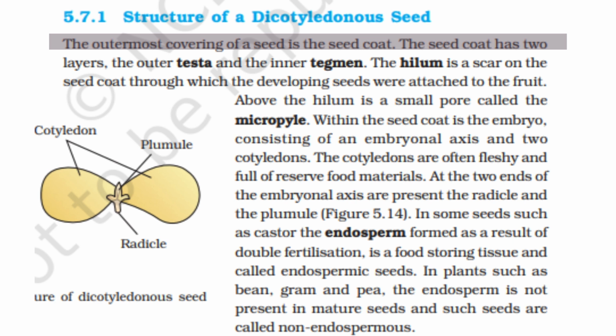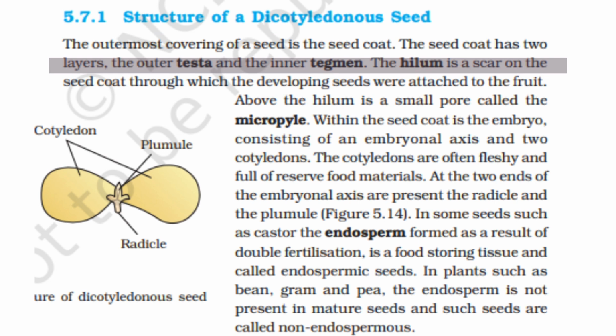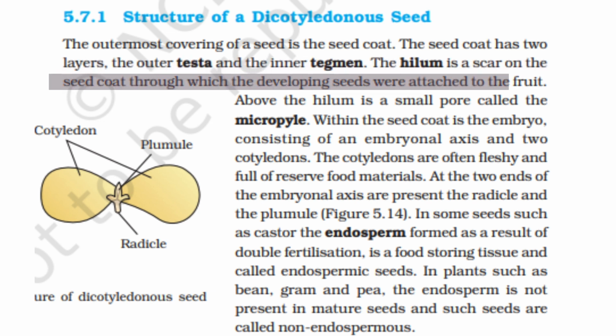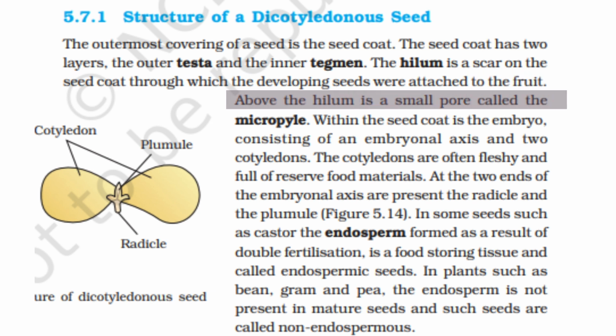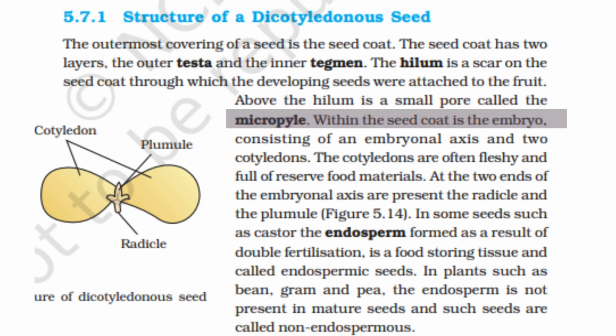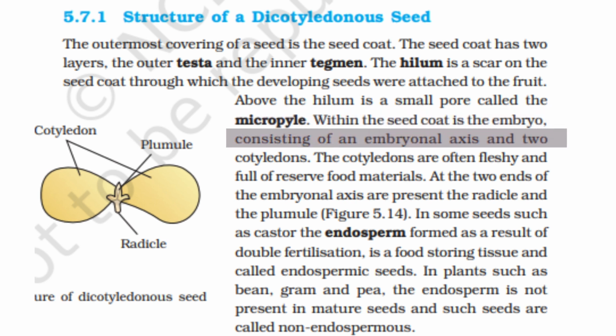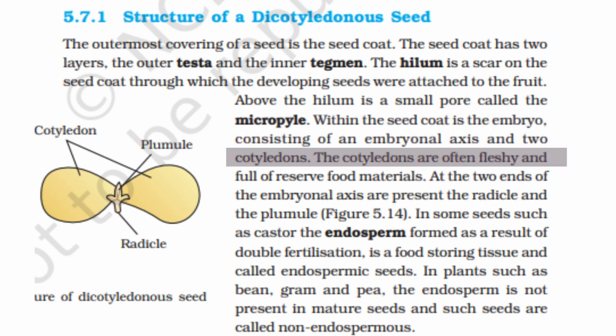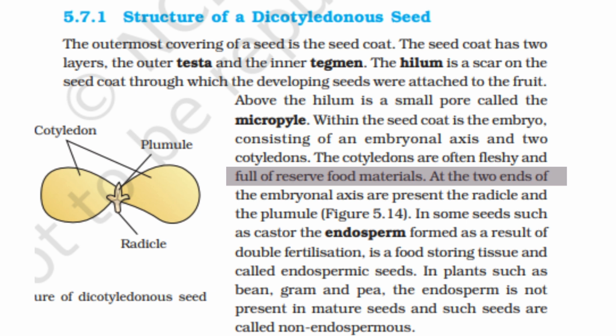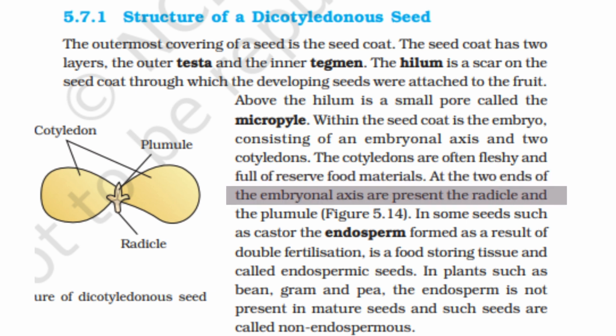The outermost covering of a seed is the seed coat. The seed coat has two layers, the outer testa and the inner tegmen. The hilum is a scar on the seed coat through which the developing seeds were attached to the fruit. Above the hilum is a small pore called the micropyle. Within the seed coat is the embryo, consisting of an embryonal axis and two cotyledons. The cotyledons are often fleshy and full of reserve food materials. At the two ends of the embryonal axis are present the radicle and the plumule.